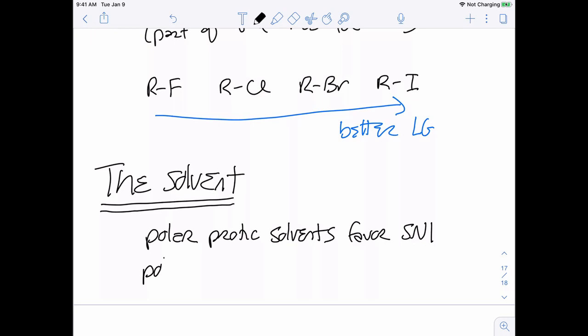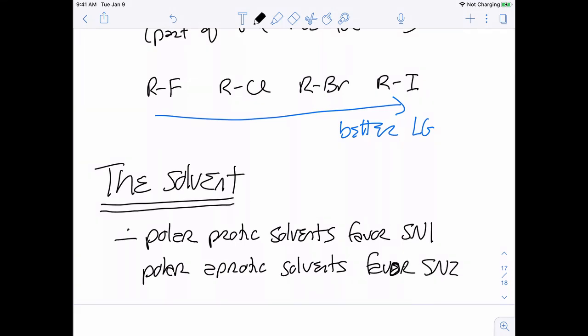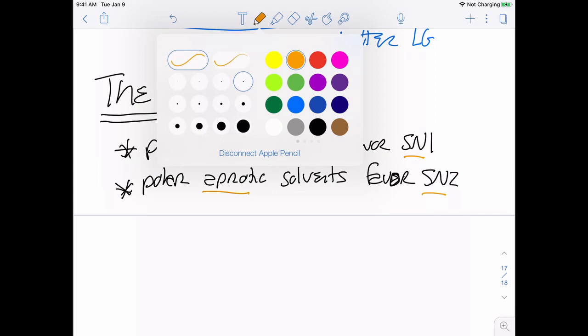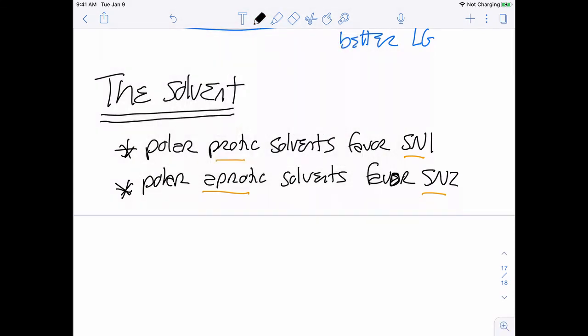Well, polar aprotic solvents, these ones can't form hydrogen bonds, are going to favor SN2 reactions. So polar protic versus polar aprotic: protic for SN1, aprotic for SN2. Some reasoning for that: protic solvents, and again, polar protic. If it's protic, it's generally going to be polar.